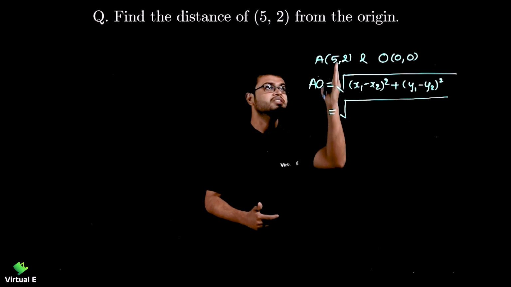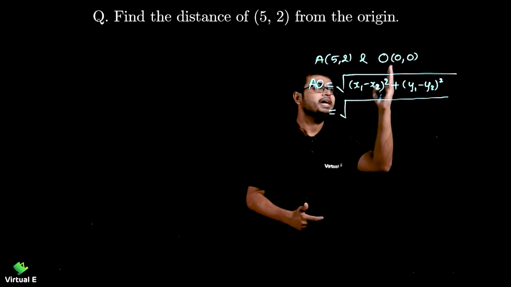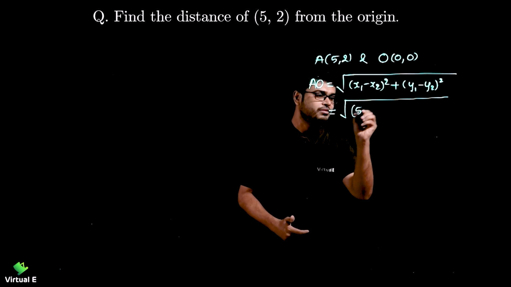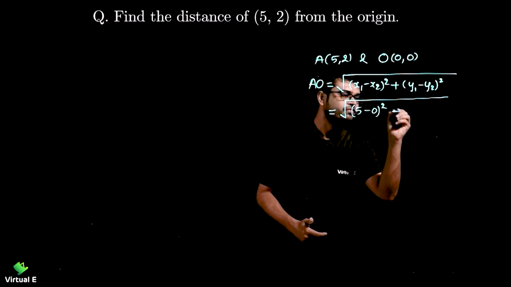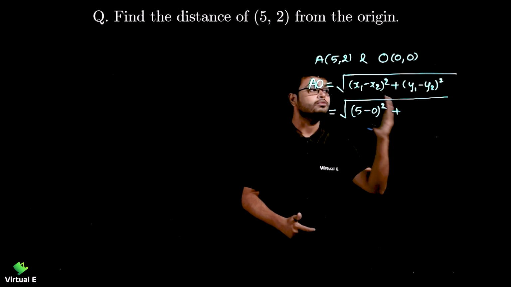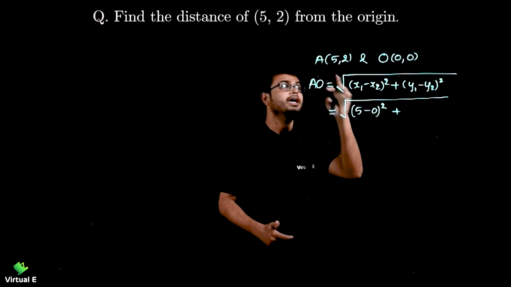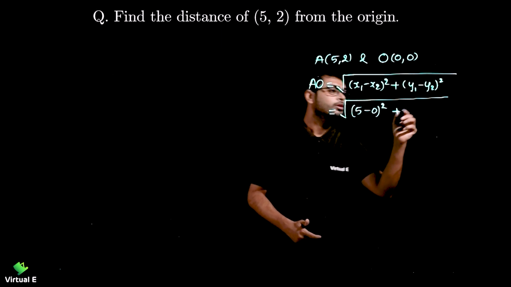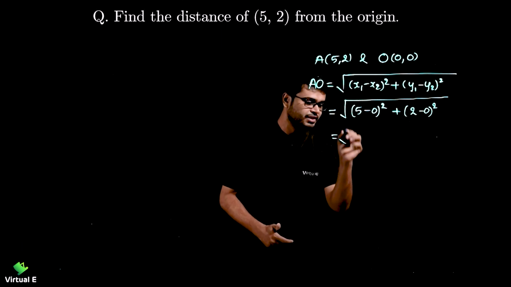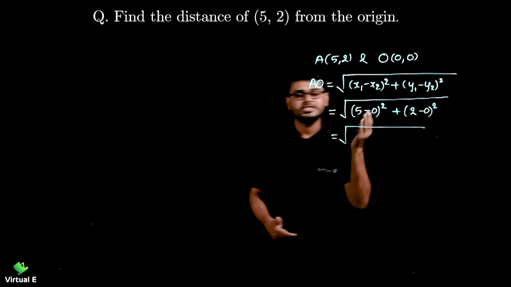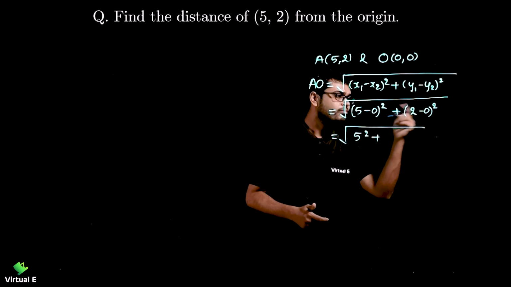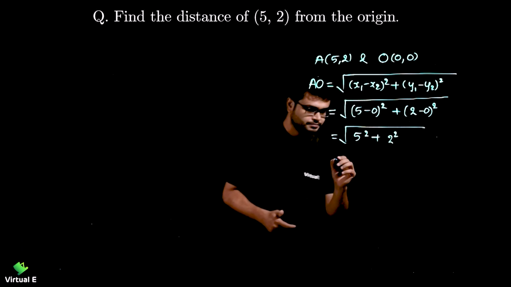x1 minus x2, x coordinate of A minus x coordinate of O, which is 5 minus 0, and whole square. Don't forget to write the square over here. You'll get the incorrect answer otherwise. y1 minus y2, we'll do the same. Y coordinate of A minus y coordinate of O, which is 2 minus 0 whole square. So let's simplify. Here 5 minus 0, which is what? 5 square only. So 5 square, and 2 minus 0, which is 2 square.